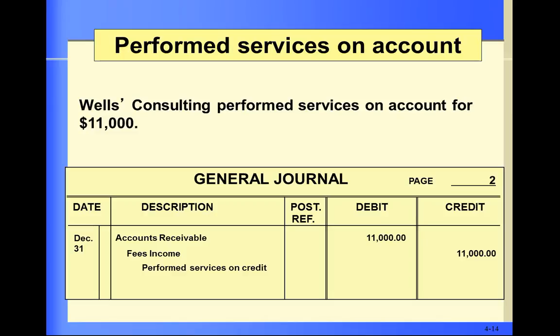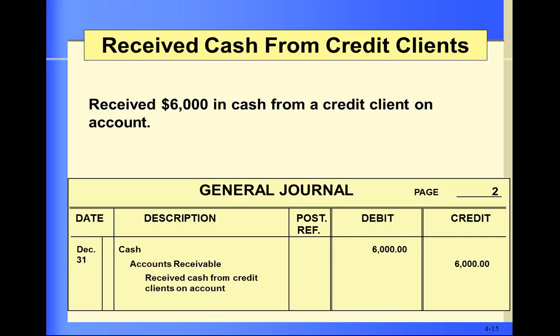So that is going to be of value to the company, and that is why it's an asset account. At the same time, we need to record the revenue that we generated by doing that work. And so we're going to increase the balance of the revenue account fees income by $11,000. And our memo just lets us know that we performed services, and this time we did it on credit.